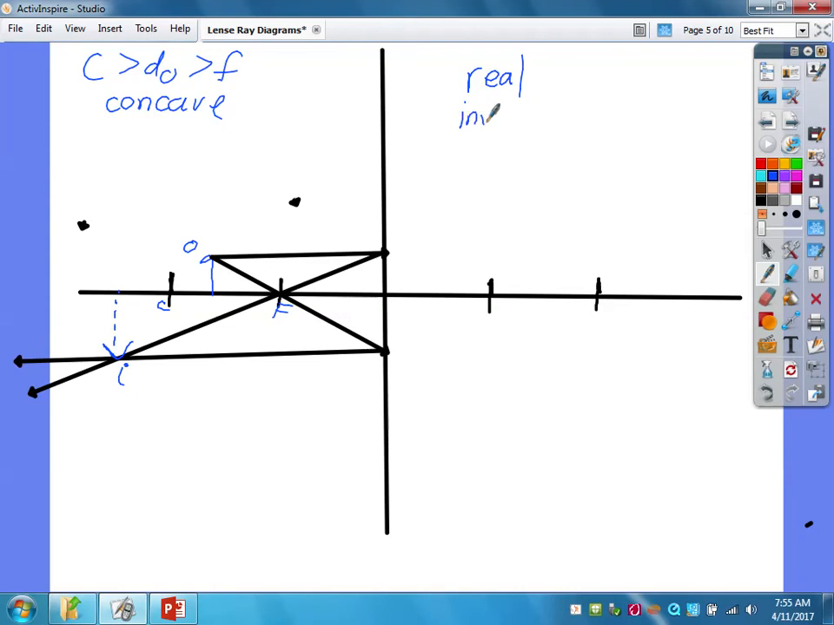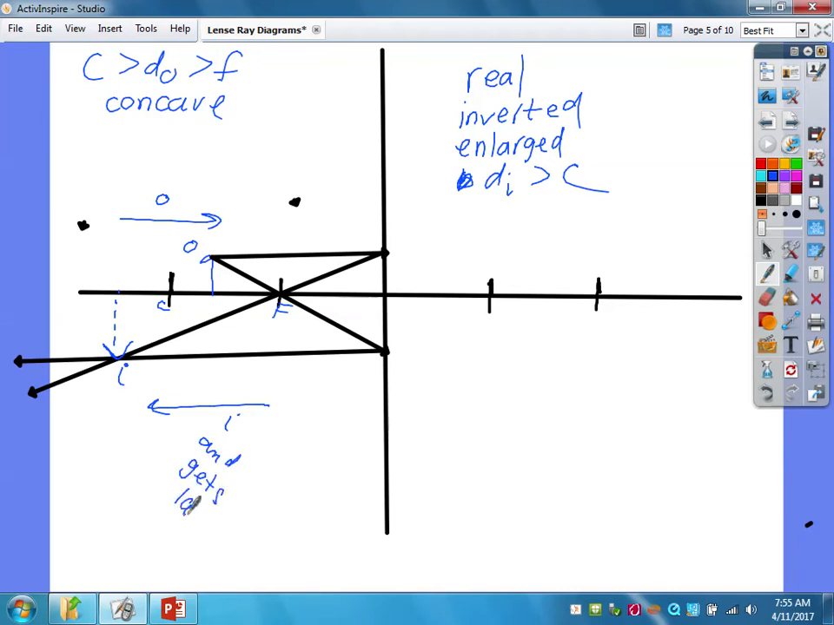It is still inverted, so you can see kind of a trend here. It's basically the same two characteristics for at least the first three situations. It is now enlarged, so this is something hopefully you're trying to see a little bit. We'll say DI greater than C. As my object moves closer, my image moves farther away and gets larger. So that is a trend you can use with the concave mirror. As the object is closer, that image should be farther back. It's getting pushed farther and farther away.